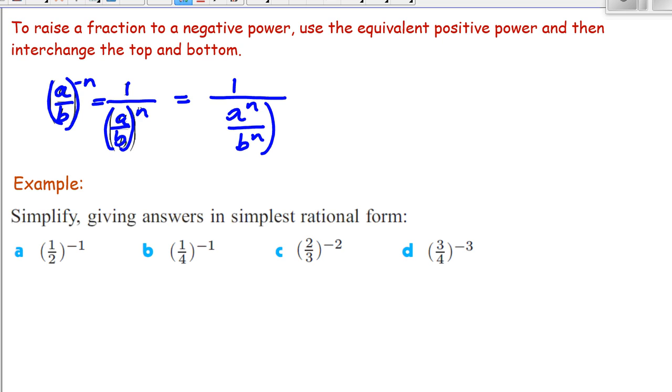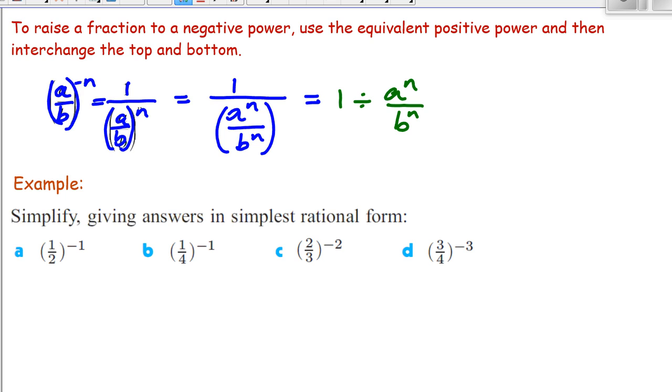Now, if you remember your knowledge on the division of exponents, this is the same as 1 divided by a to the power n over b to the power n. That's what I meant: if you remember your knowledge on division of fractions, 1 divided by that is the same as this, what I have in green.